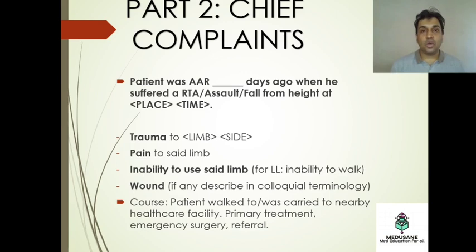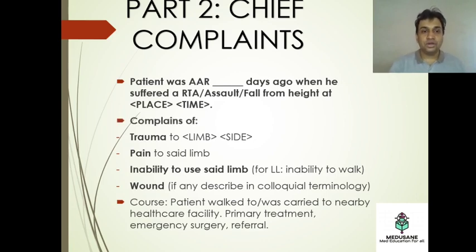Next point is what happened to the patient immediately after this trauma happened. Either the patient was lying there, or the patient walked to a primary healthcare center, or the patient was carried to a nearby hospital. This is quite important because the patient being carried or the patient being unable to walk is an indicator of a high energy trauma, and therefore we have to specify how exactly the patient reached the hospital. If there is a period of unconsciousness, we should mention it right here. Apart from that, primary treatment was given at a particular hospital, followed by which the patient was referred to your center, or if the patient was directly brought to your center, we can mention like that.